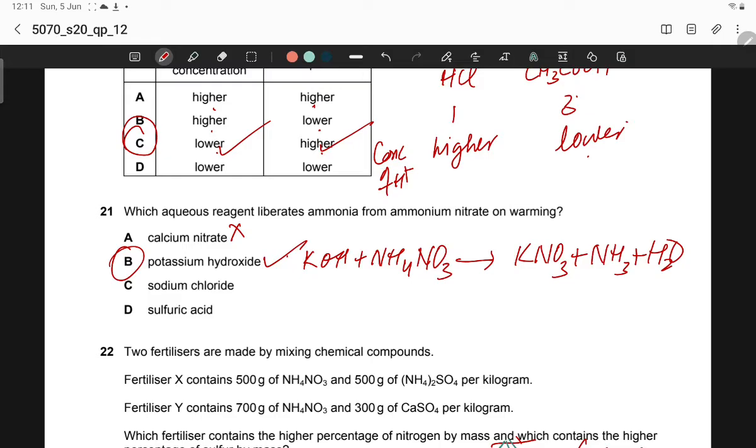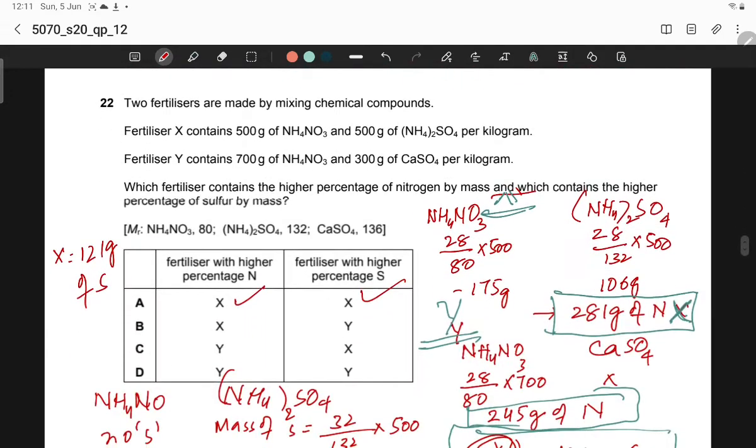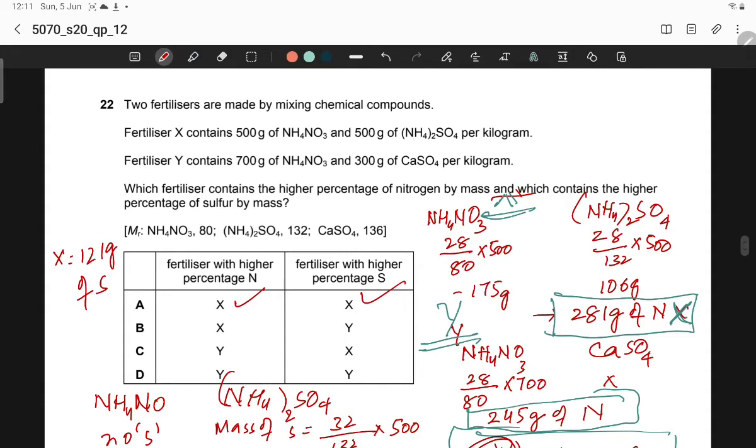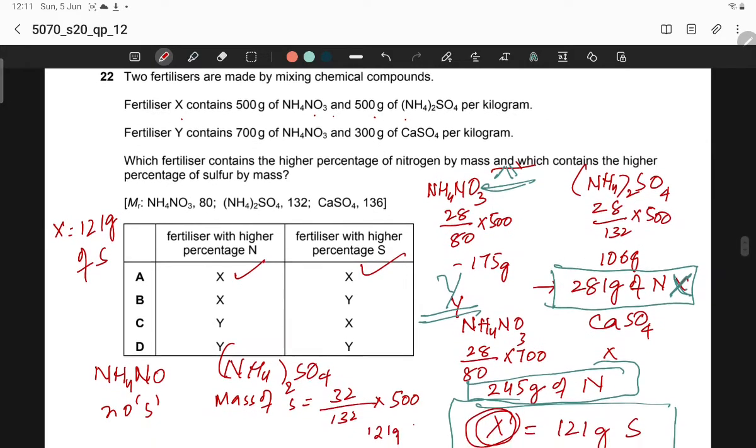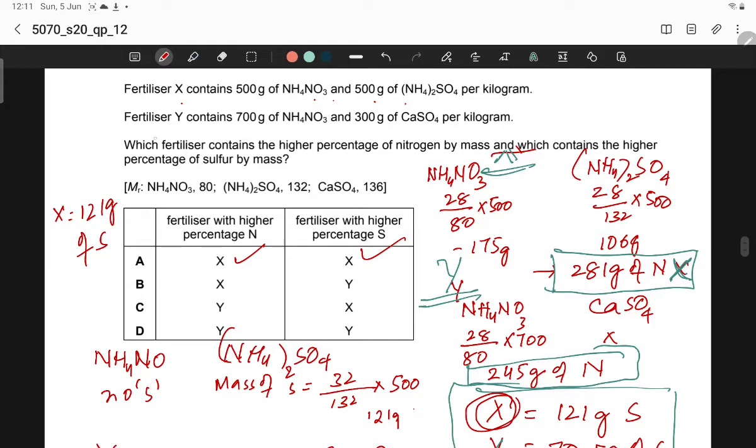Two fertilizers are made by mixing chemical compounds. Fertilizer X contains 500 gram of ammonium nitrate and 500 gram of ammonium sulfate per kg. Fertilizer Y contains 700 gram of ammonium nitrate and 300 gram of calcium sulfate per kg. Which fertilizer contains the higher percentage of nitrogen by mass and which contains the higher percentage of sulfur by mass?